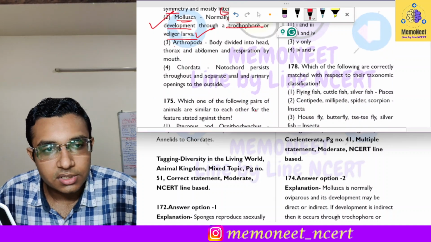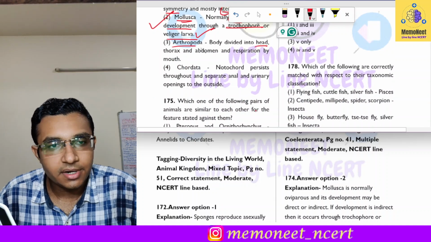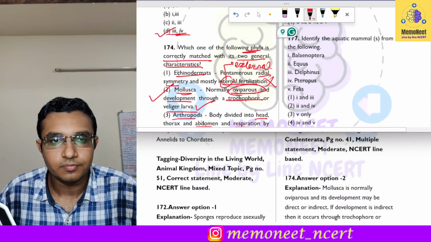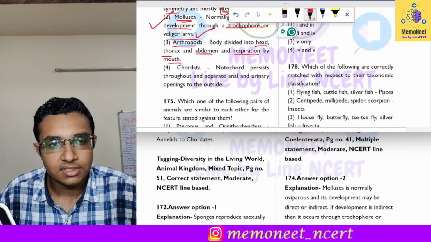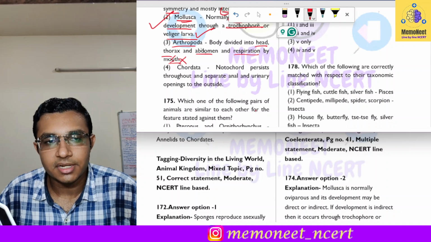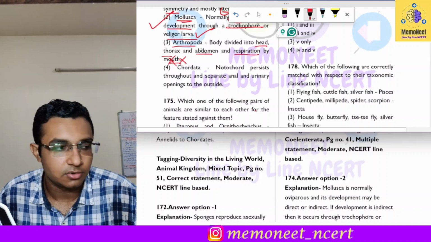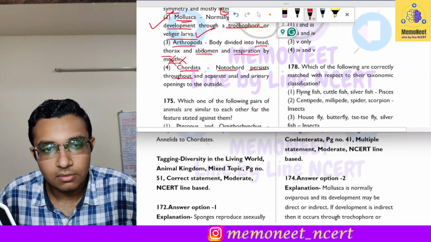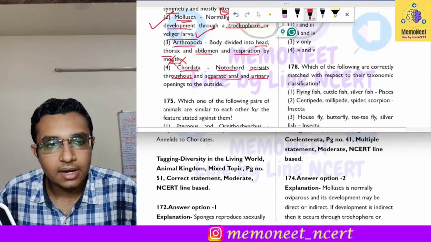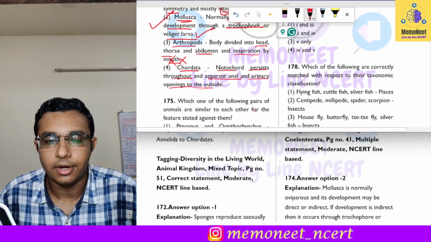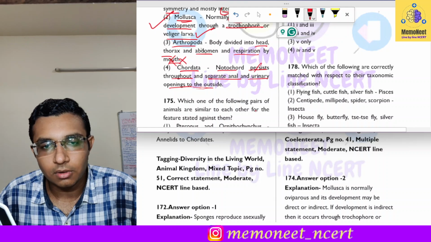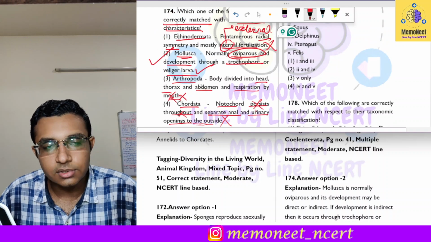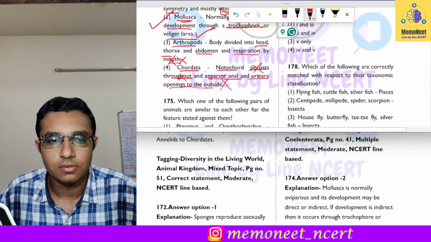The third option is: in arthropoda, the body is divided into head, thorax, and abdomen, and respiration occurs by mouth. So, is this statement correct? No, this statement is incorrect because the respiration does not occur by mouth in the arthropods. The fourth statement is: in chordata, the notochord persists throughout and there are separate anal and urinary openings to the outside. In the chordates the notochord does not persist throughout, so this statement is incorrect. So here the correct answer of this question is option 2.